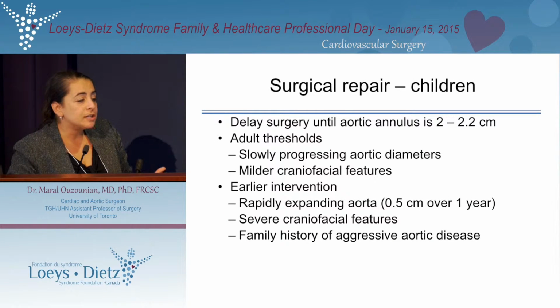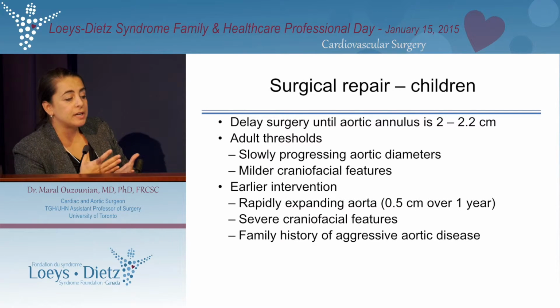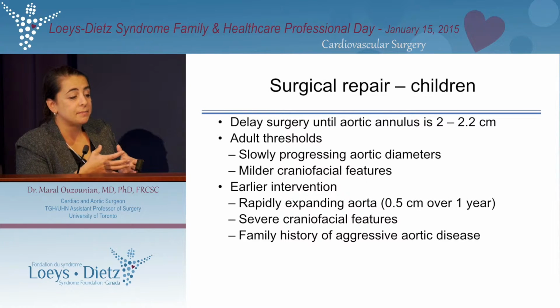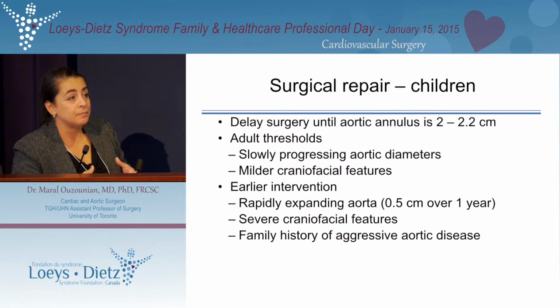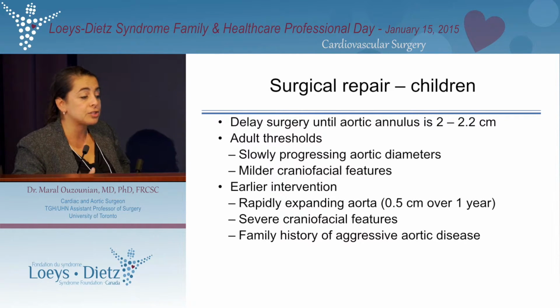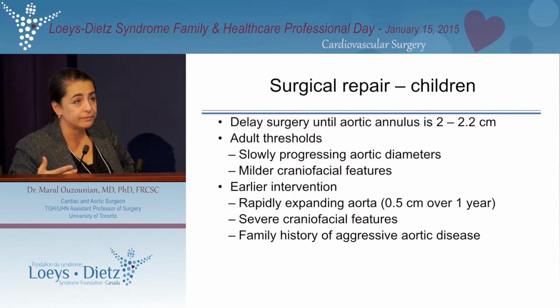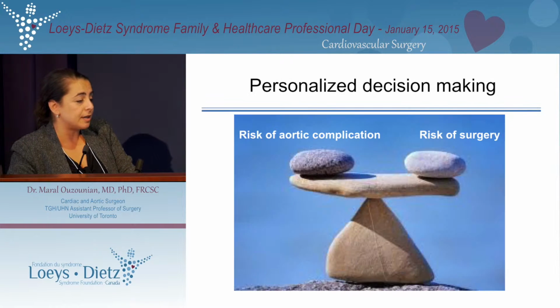So what about children? I'm not a pediatric surgeon, but just a few principles. We try to delay surgery until the aortic annulus is above 2.2 centimeters. The reason for that is we want the graft that we can implant to be able to accommodate the child as the child grows. For patients with milder phenotypes in the family or slowly progressing diameters, we could wait until the adult threshold, so 4 centimeters, but those who are rapidly expanding or have severe craniofacial features or an aggressive family history, we would consider earlier intervention.